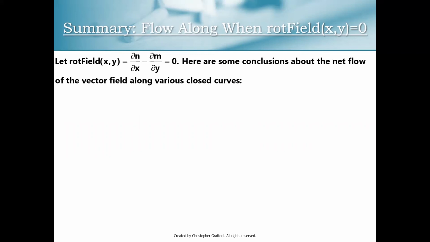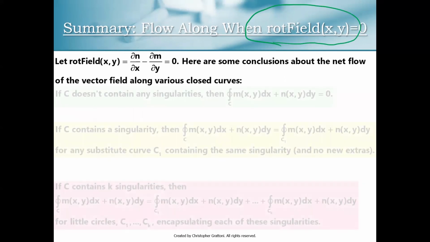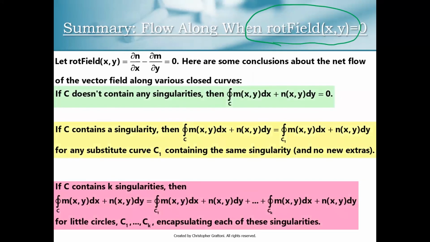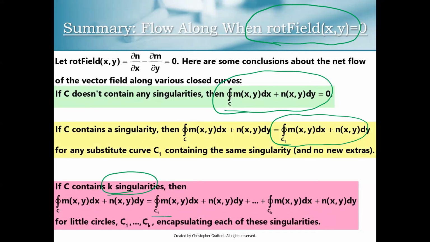So here's my quick summary, guys. If you have the rotation of your vector field equal to 0, here's how to deal with singularities. This is specific to the scenario where the rotation of the vector field is equal to 0. If you don't have any singularities, then the flow along your closed curve is going to equal 0. If you have a single singularity, just center a circle around that one singularity, do your path integral. And if you've got a bunch of singularities, then just center a bunch of tiny little circles, one around each singularity, and just make sure that your radius is small enough that you don't grab any extra singularities or double count any of your singularities by accident.